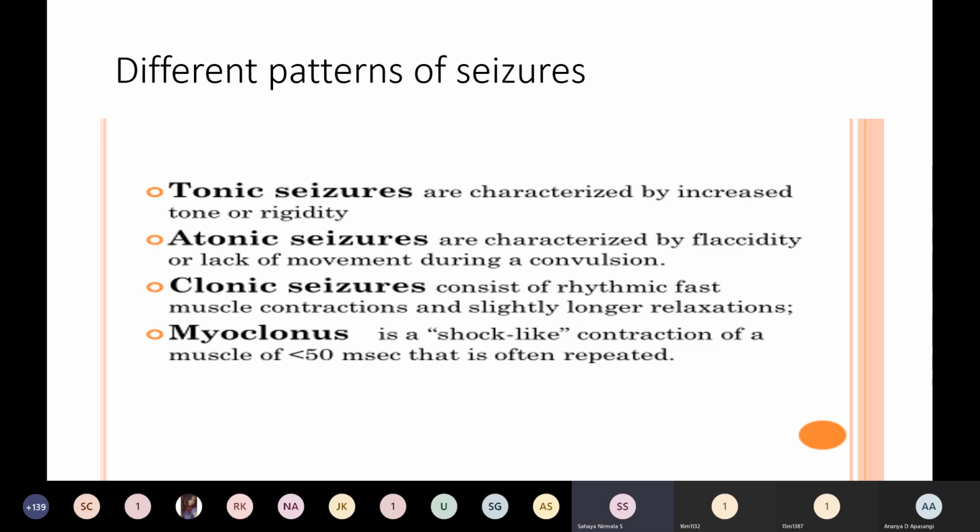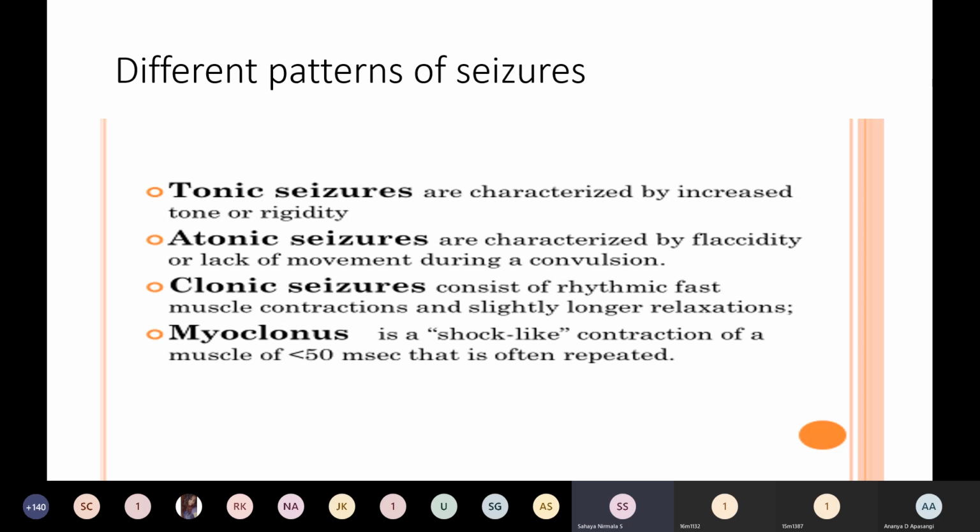Just briefly, I'll tell you about the different patterns of seizures that we saw under these headings. What is a tonic seizure? As the name tells, there is increased tone or rigidity. The limb will go into one particular position and the child will hold it very stiff. Then we say it is a tonic seizure. Atonic seizures are characterized by flaccidity or lack of movement, a sudden loss of tone. Clonic consists of rhythmic and fast muscle contractions with slightly longer relaxations. Myoclonus is a shock-like contraction of a muscle, brief jerky contractions which keep getting repeated.